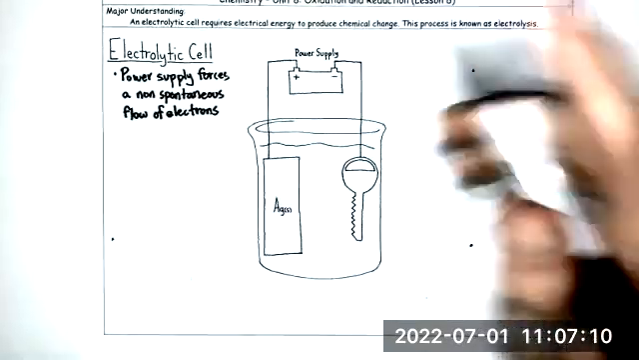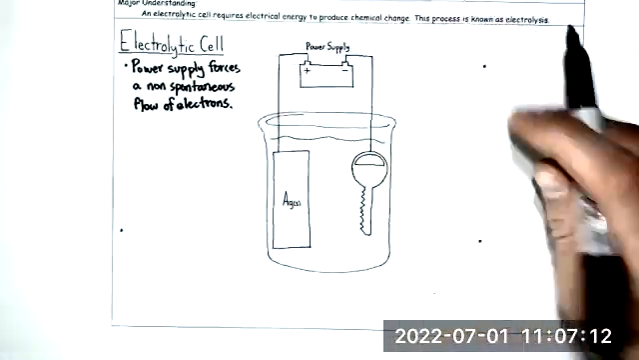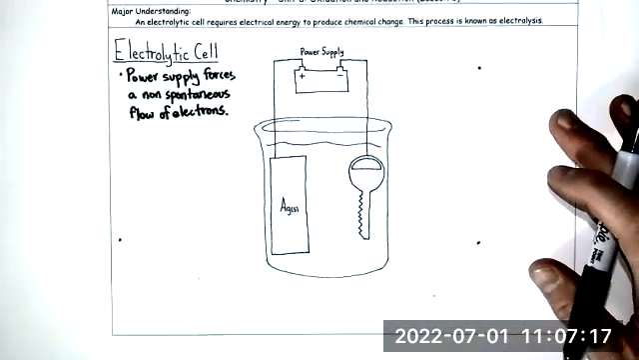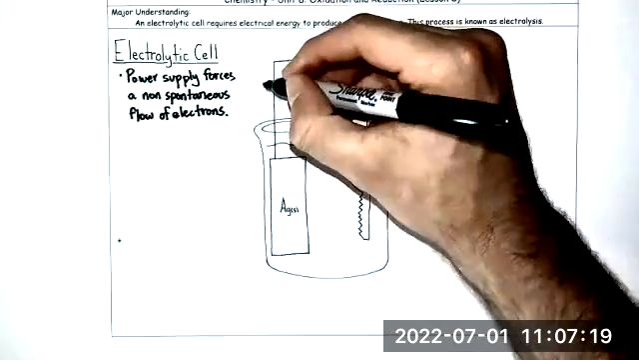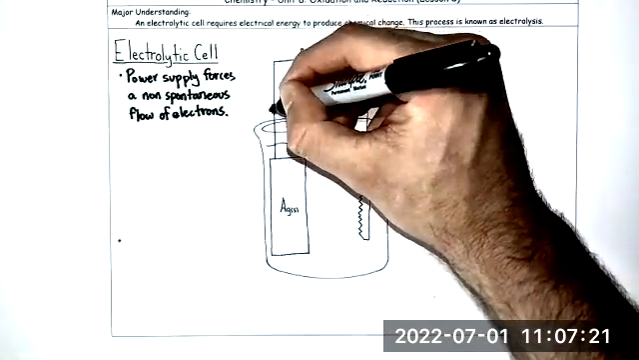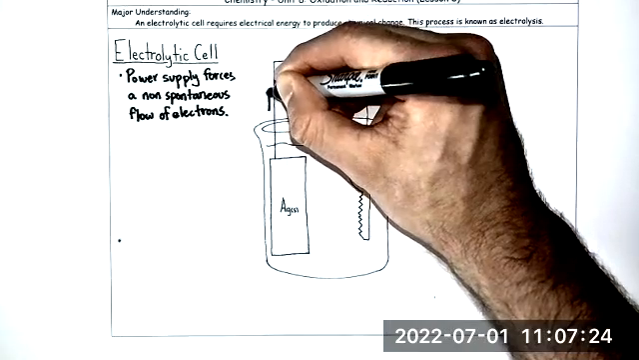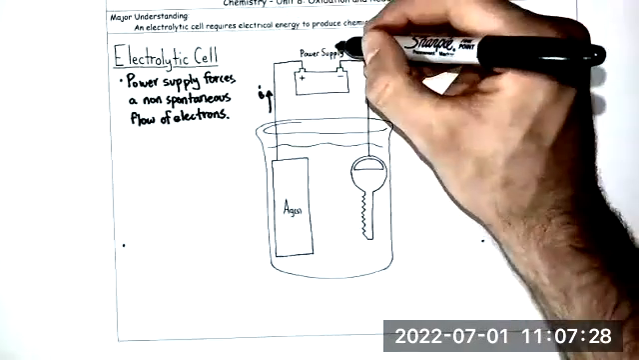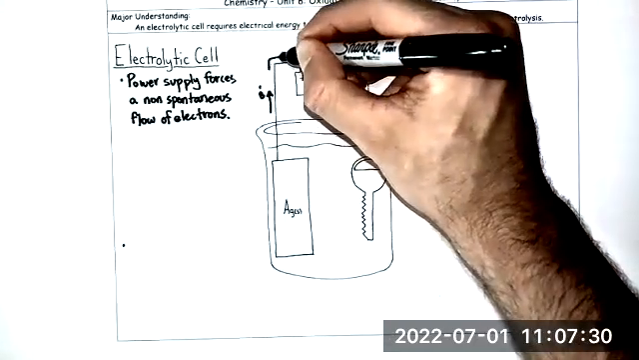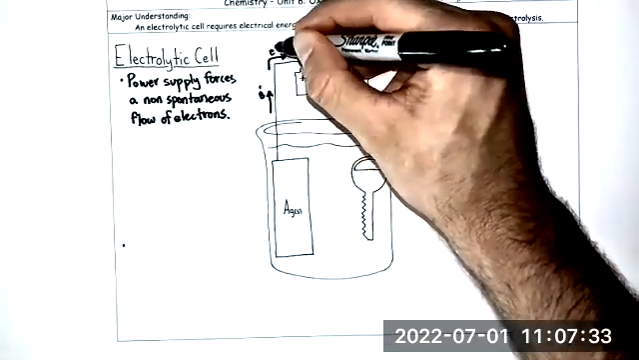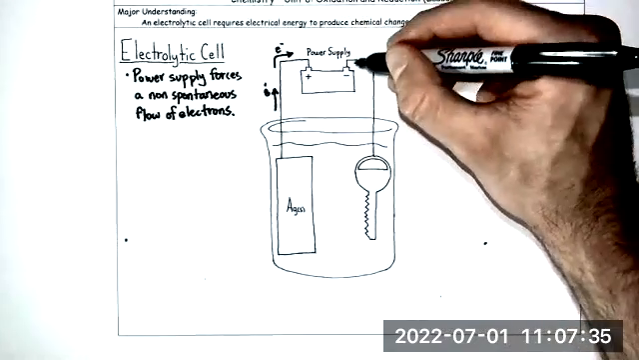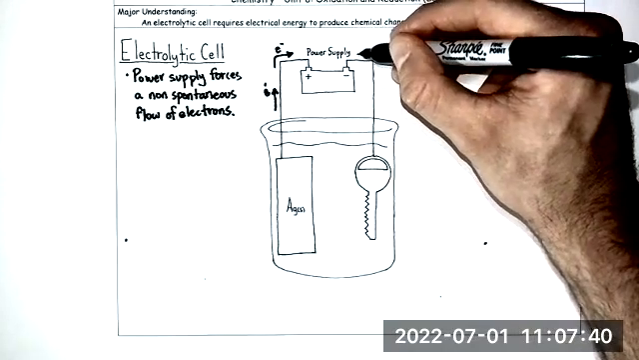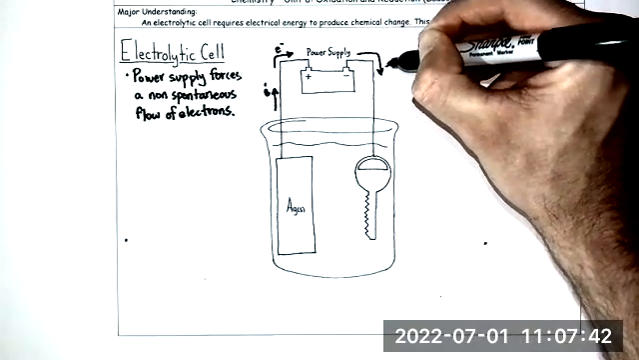Okay, so one of the main attributes of an electrolytic cell is the power supply, which here is a battery. And what that does is that forces the electrons from the anode, which here would be the solid silver, towards the positive pole in the power supply. So the electrons are going this way here. And then it also forces the electrons away from the negative pole in the power supply, forcing the electrons down here.